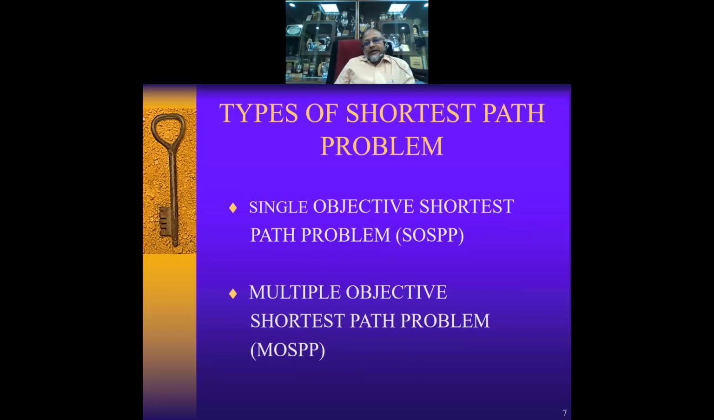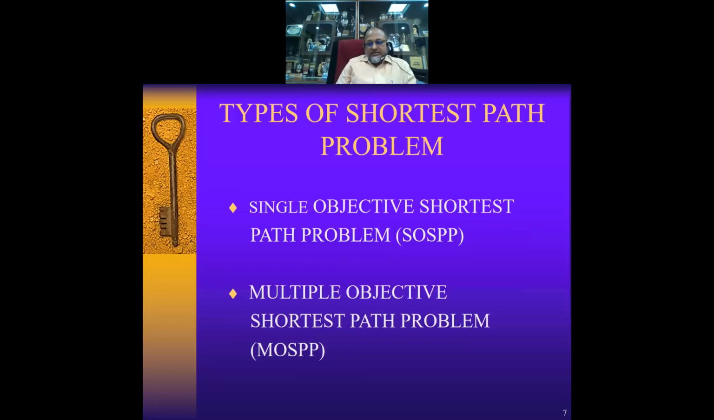Now, what are the different types of shortest path problem? Already we have discussed the objectives. Depending on the objective, the problem is said to be a single objective shortest path problem or a multiple objective shortest path problem. If you consider your objective as only one, you want to travel from one place to another considering only the distance, then it is called a single objective shortest path problem.